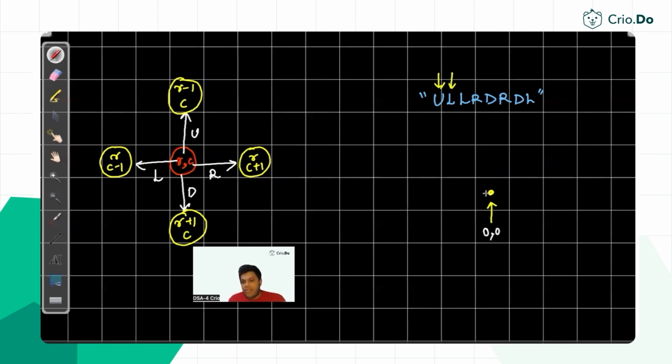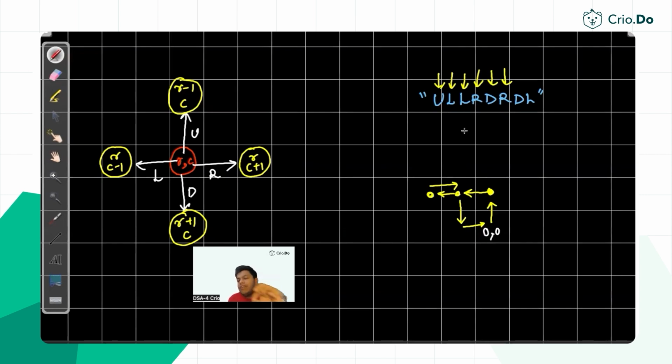Then go to the left cell. For this cell, going to the left means going to this cell. I'm not writing the coordinates because you can easily write them using this. Then again going left means again going to the previous column. But now going right means going to the next column again, that is going again to the same cell. Going down means going to the next row. Going right means going to the origin.